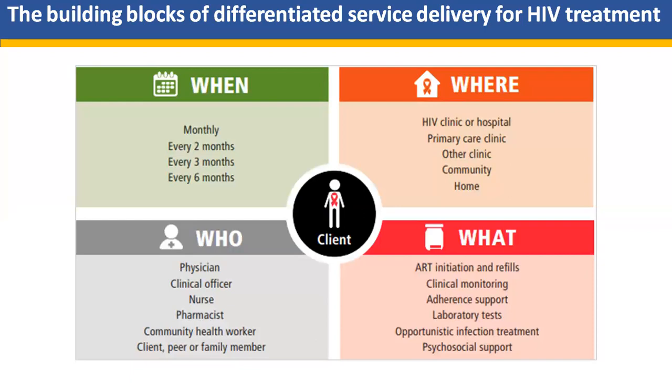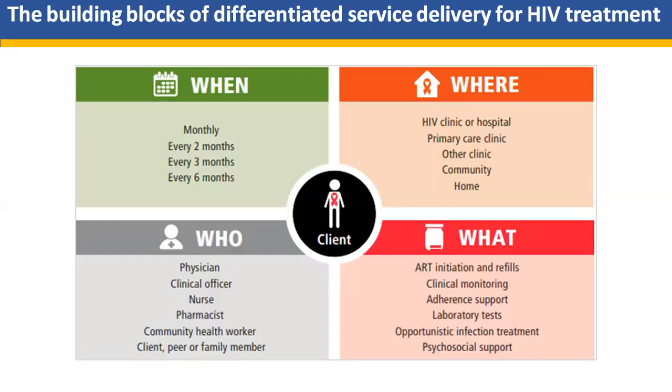And who will be delivering the services? Is it a physician, the clinical officer, a nurse, a pharmacist, a community health worker, or a client, peer, or family member? And now, what are the things that need to be delivered? That's also very important. Is it ART initiation? Is it ART refilling? Is it clinical monitoring, adherence support, adherence counseling, laboratory tests, opportunistic infection treatment, psychosocial support? So these four, when, where, who, and what, are the four building blocks.